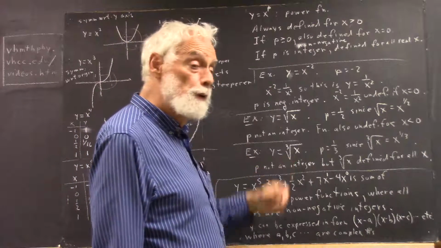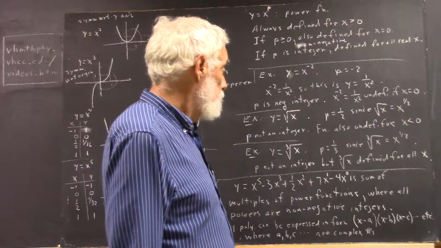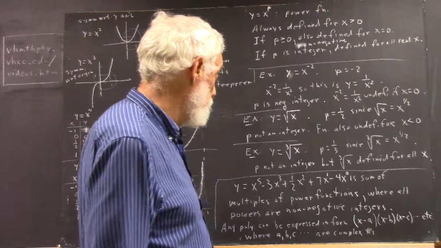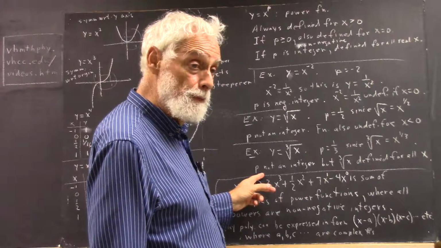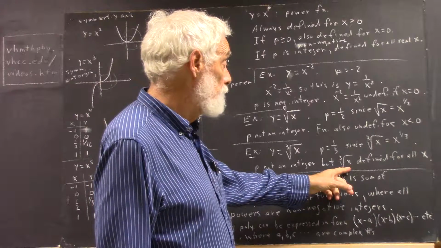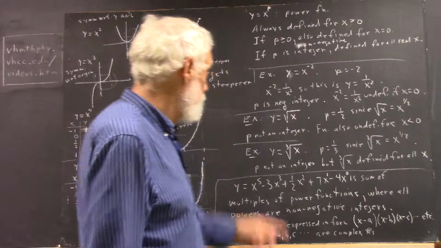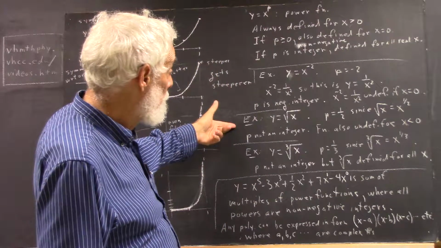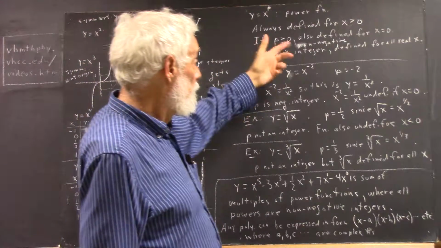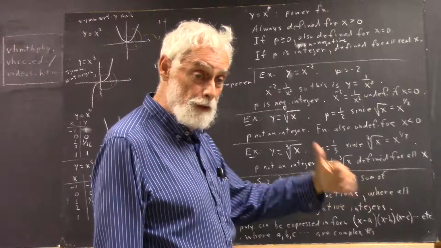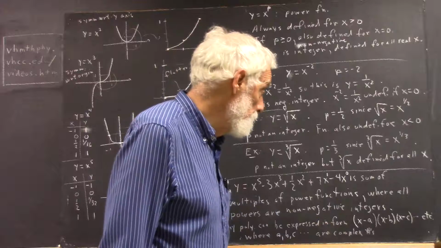Okay. Another example, cube root of x. Well, this is a non-integer p. P is 1/3, since the cube root of x is x to the 1/3. P is not an integer, but the cube root of x is defined for all values of x, isn't it? So, here's an example of a non-integer power that isn't defined when x is less than 0, but here's an example of one that is defined when x is less than 0.